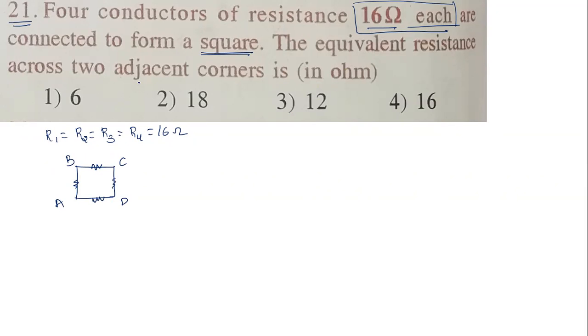We need the equivalent resistance across two adjacent corners. Two adjacent corners means either between A and B, or between B and C, or between C and D. So I'm going to take A and B, which are adjacent. I take A as positive and B as negative. Let's name the resistors R1, R2, R3, R4. In this diagram, R1, R2, R3 are in series combination, and their effective resistance is in parallel with the other.